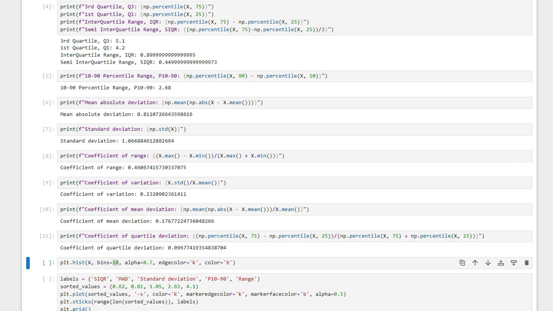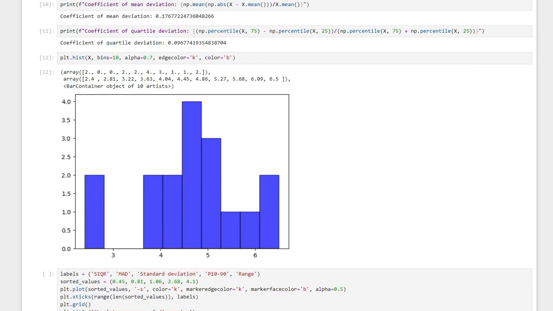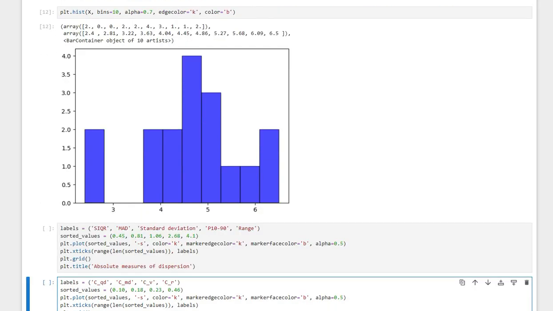So what we could do next is to plot the histogram of the entire data just to see the distribution. Okay, so this is the histogram of the data. You could see that we have some values at the center of the data, then we have some scattered values away from the center as well.